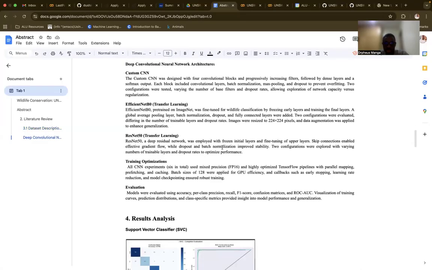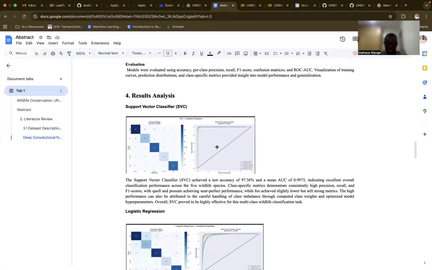So these were the different methods that were used. For deep neural networks, different experiments were tried with different learning rates, and the optimizer was basically Adam. So these were the results after training.